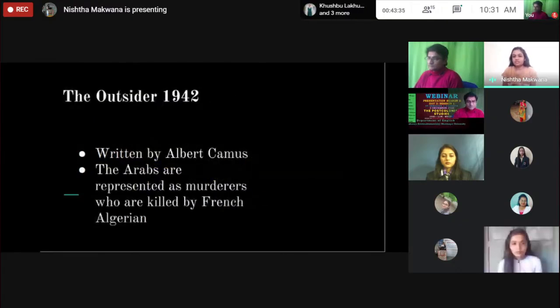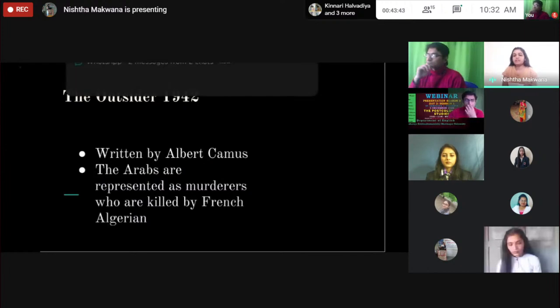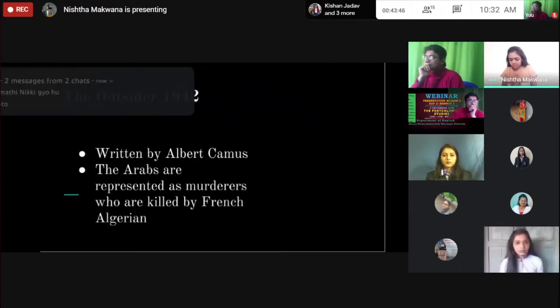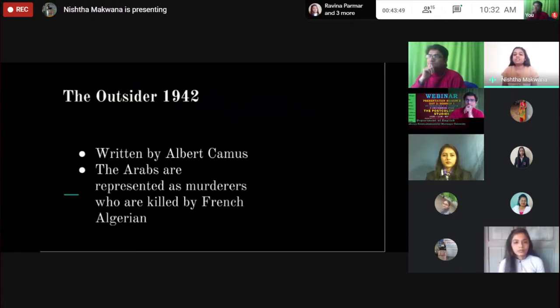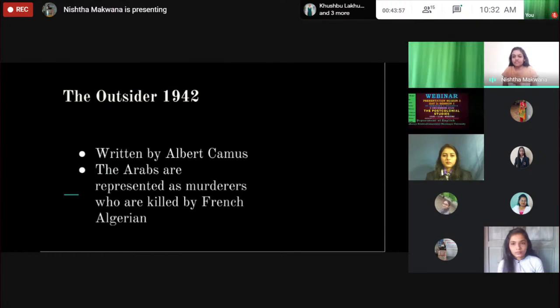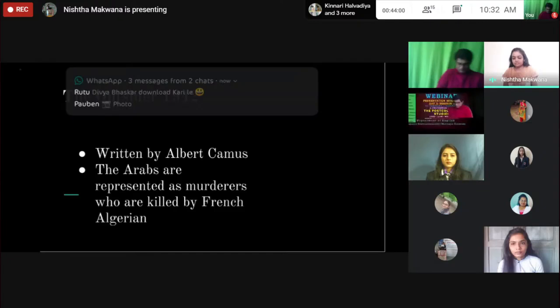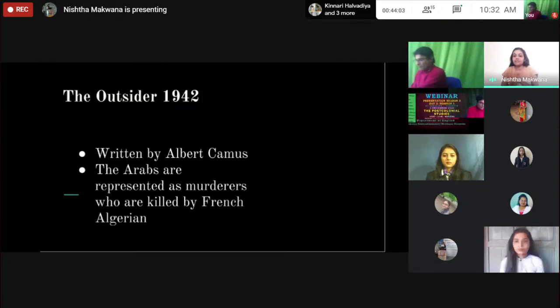Another is The Outsider, written by Albert Camus in the French language. It is published in England as The Outsider, and in the United States as The Stranger. In this, there are Arabs who are represented as murderers who are killed by a French Algerian. So in this novel, we can also find a very negative representation of Arabs and the East, or it can be our assumption, it can be an unconscious representation also by Albert Camus.